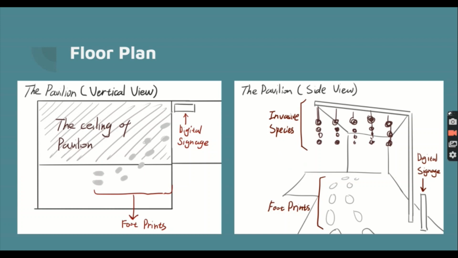This is our floor plan for the pavilion. We have a vertical view of the pavilion, and on the right we have a side view of the pavilion.